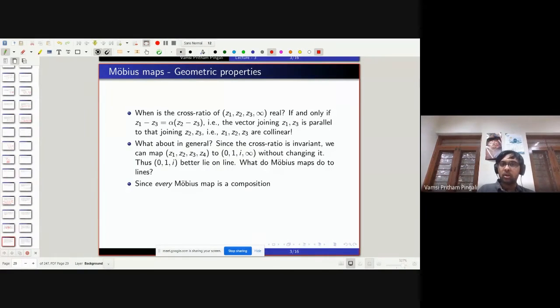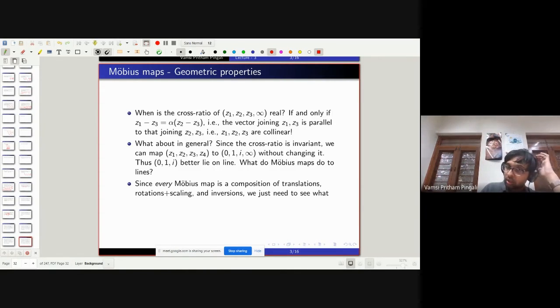Since every Mobius map is a composition of translations, rotations, scaling, and inversions, we just need to see what each of these operations individually do to lines. So what does this mean? What I'm trying to motivate for you is the following question. If you take a straight line and apply a Mobius map, what happens to it? Why is this a well-motivated question? Why should I care about this question?